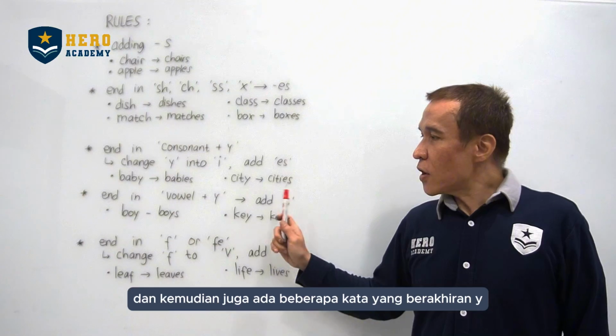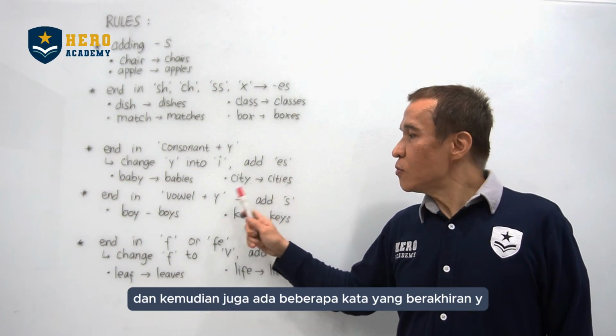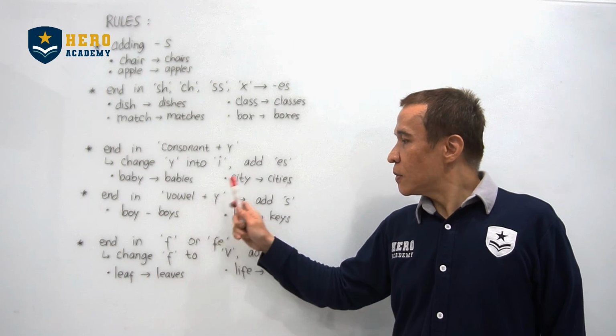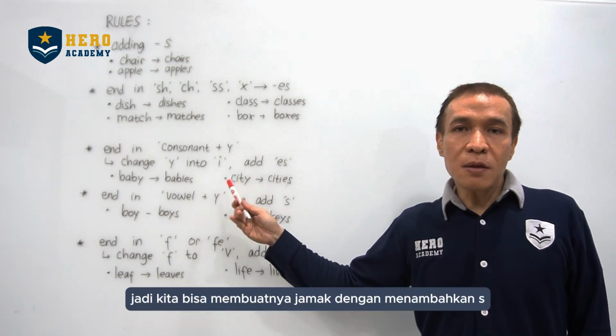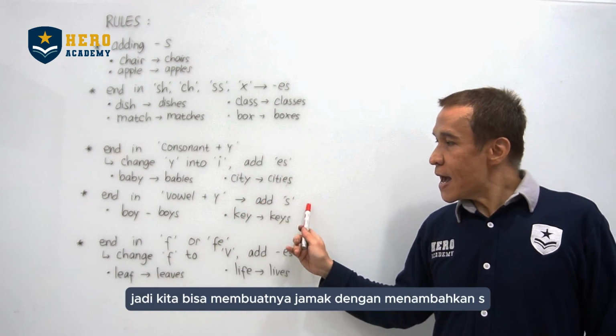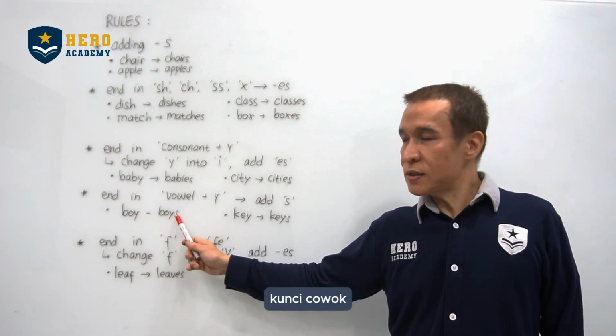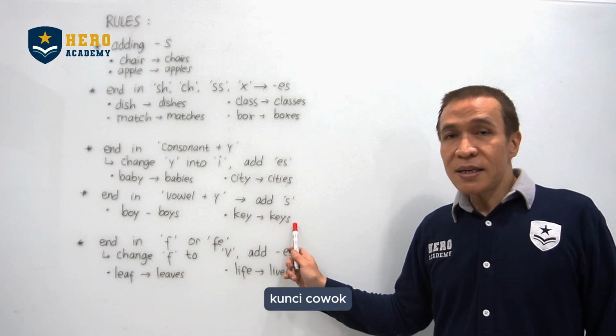And then also there are some words ending in y, but before y, it has a vowel. So, we can make it plural by adding s. For example, boy, boys, key, keys.